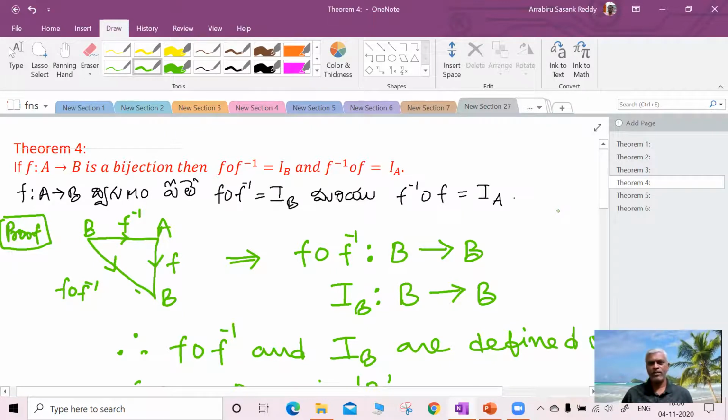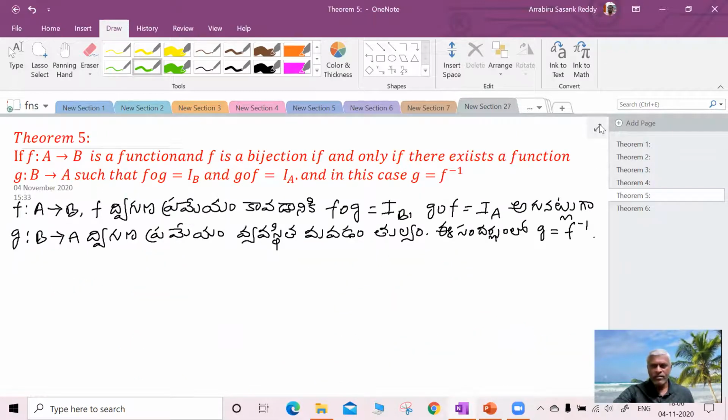So very simple proof. Now let us go for another theorem.